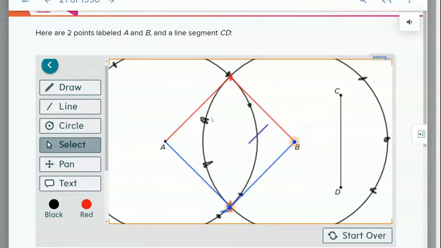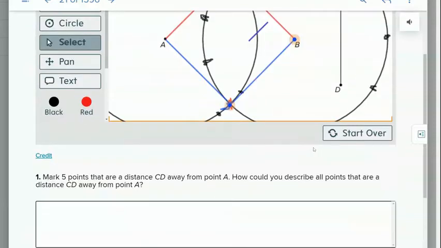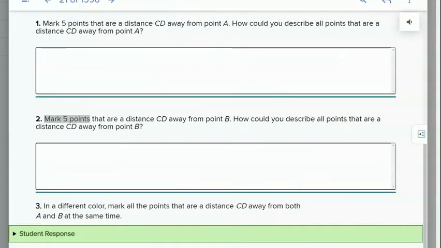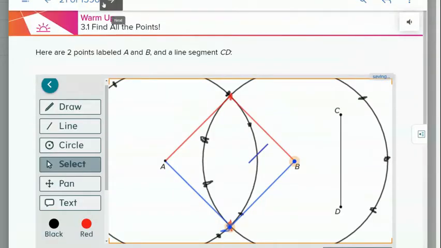But do you notice how the pair of red line segments are the same length? Do you notice how the blue line segments are roughly the same length? I wasn't exact right there. Okay, so that kind of justifies my markings for number 3. All right, let's move on.